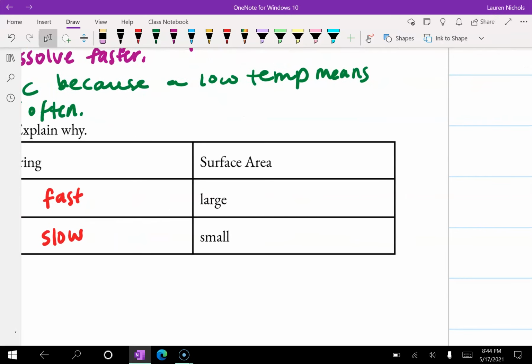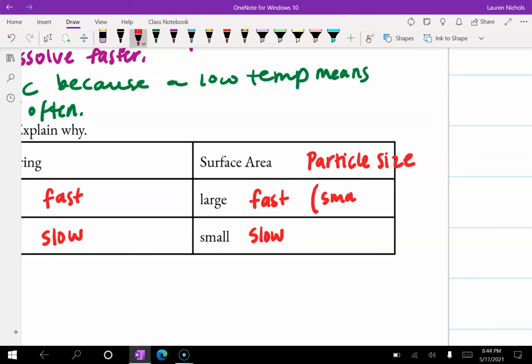And then with surface area, here's the thing. Because it says large, that makes it fast, and small is going to be slow. But remember, that's because it said surface area. If it had said particle size, then something with a large surface area has small pieces, and something with a small surface area has large pieces. So you have to pay attention to how it's labeled and what they're talking about.